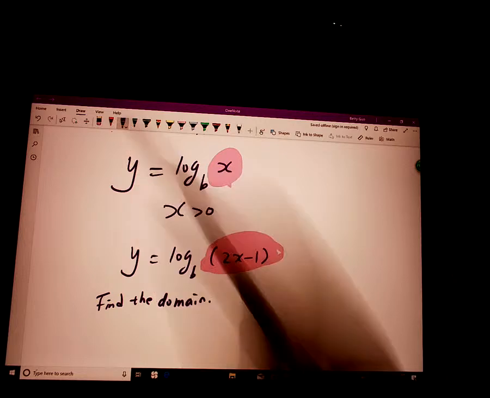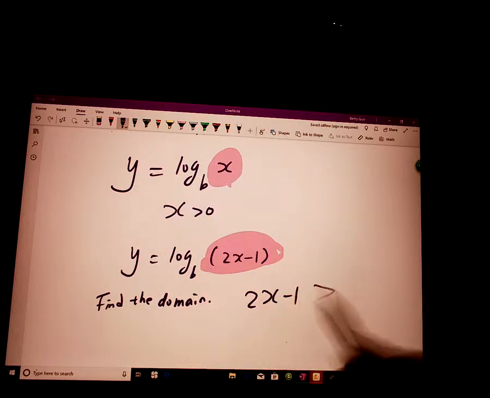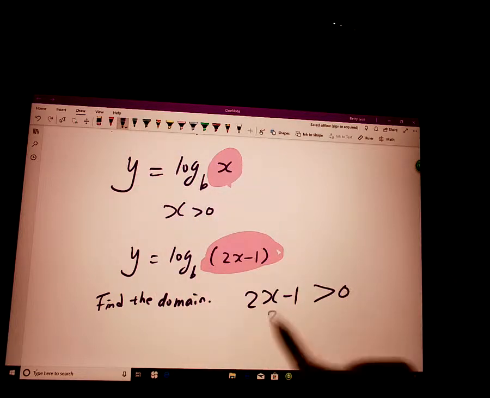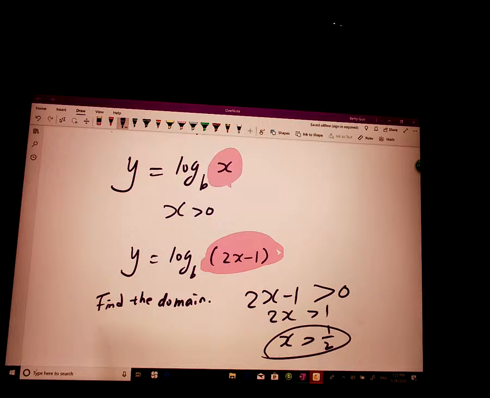Your anti here is 2x minus 1. It has to be positive. And then you solve this inequality, you have x bigger than half. x bigger than half is going to be the domain of this logarithmic function, okay? This is a very important point about a logarithmic function.